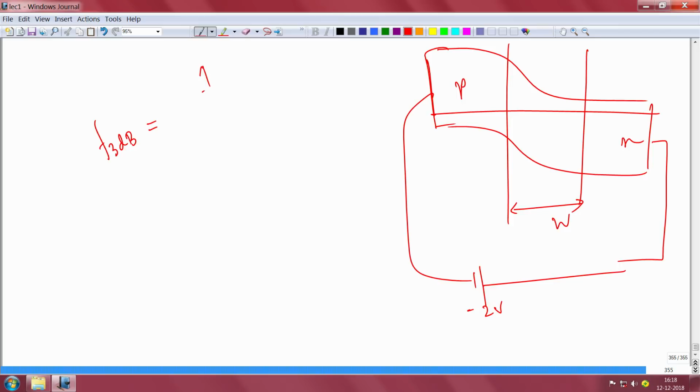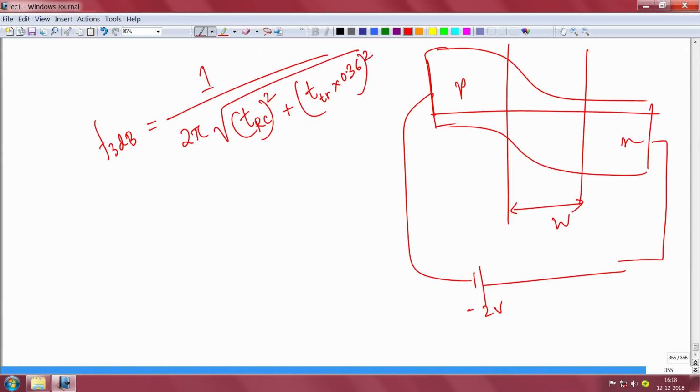The bandwidth, in gigahertz or megahertz, is given by 1 by 2 pi into the square root of a time constant associated with RC delay, plus a time constant associated with transit delay, which is multiplied by 0.36 for some reason. Don't worry about that right now. Essentially this is your RC delay, and this is your transit delay. What do I mean by that?